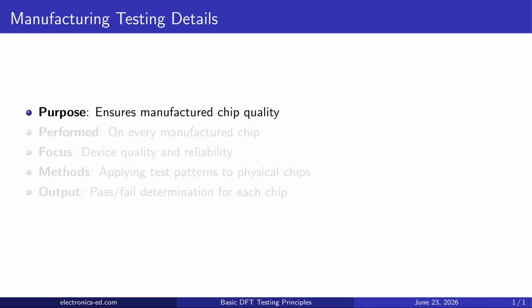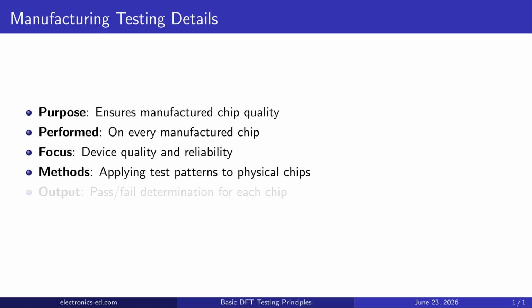The purpose of manufacturing testing is to ensure the quality of every manufactured chip. It is performed on every single manufactured chip. Its focus is on device quality and reliability. The method involves applying test patterns to the physical chips. The output is a pass or fail determination for each individual chip.